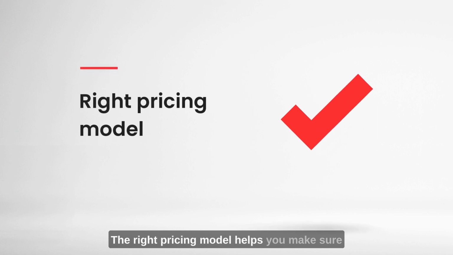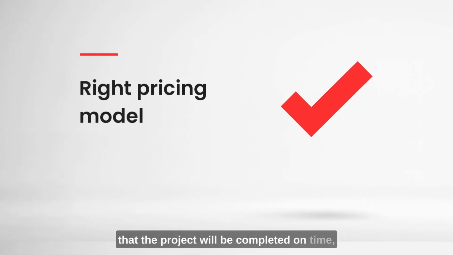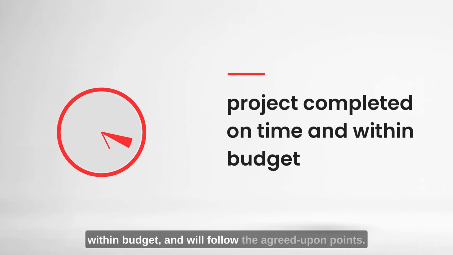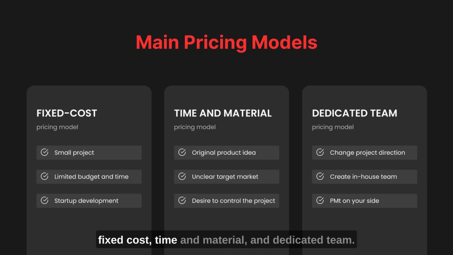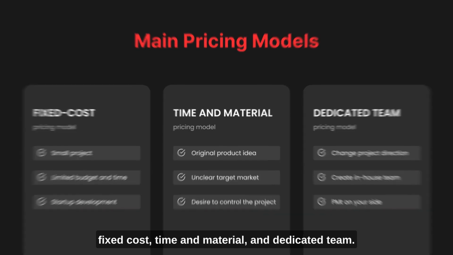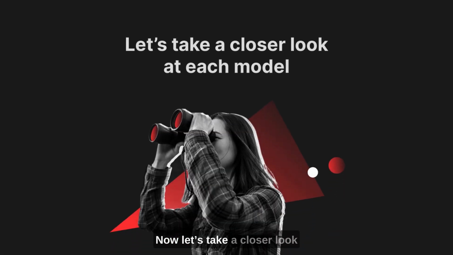The right pricing model helps you make sure that the project will be completed on time, within budget, and will follow the agreed-upon points. There are three main software pricing models used today: fixed cost, time and material, and dedicated team. Now let's take a closer look at each of the popular pricing models.